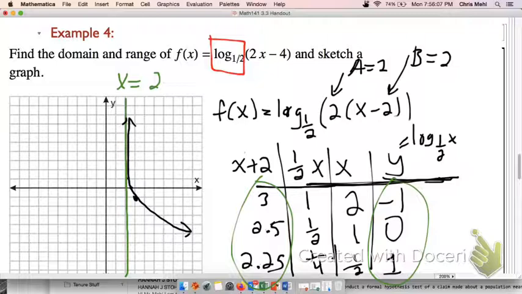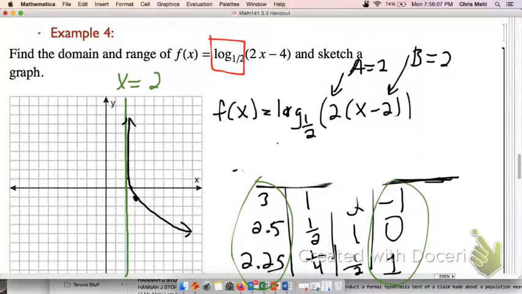Now I graphed this first. There's several ways to get the domain and range. You can probably just graph it and then use the graph to get the domain and range. I'm going to erase my little table here for a second.